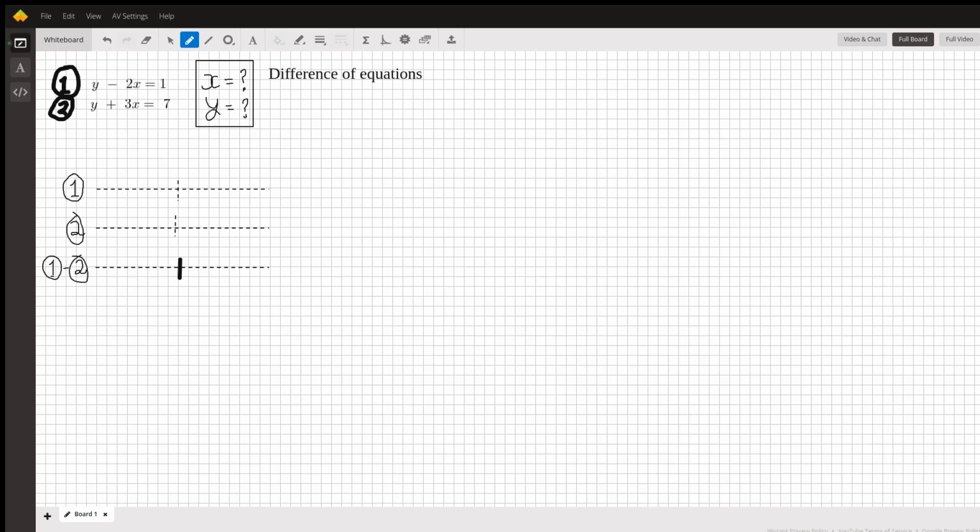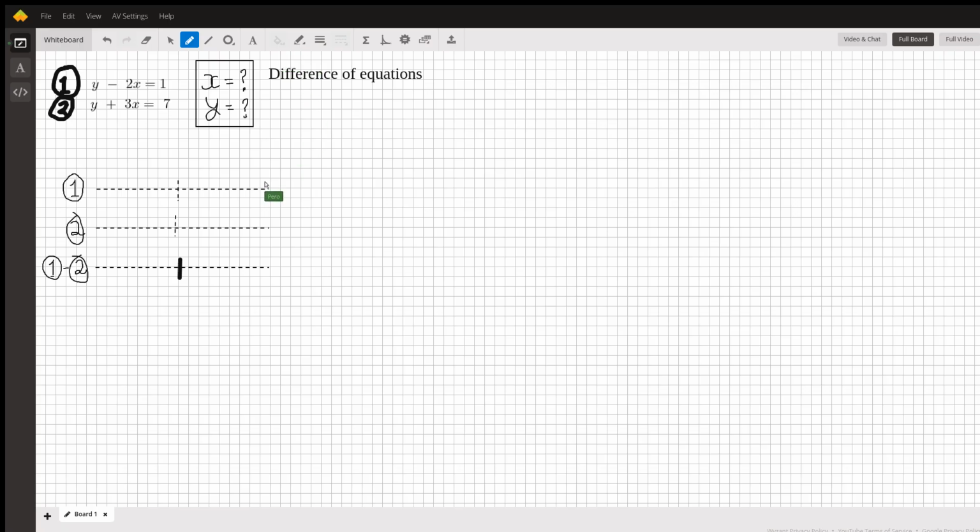Then I'm going to go to the multiples and make sure that at least one of these variables, preferably y, but it could be x as well, have the same multiple. And true enough, they have the same multiple and they have the same sign. This is positive 1y, positive 1y, which means this method is going to work now.